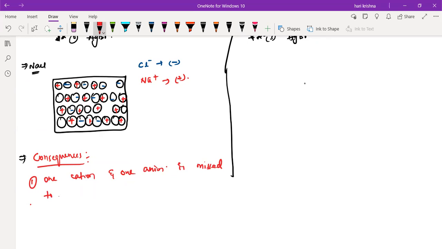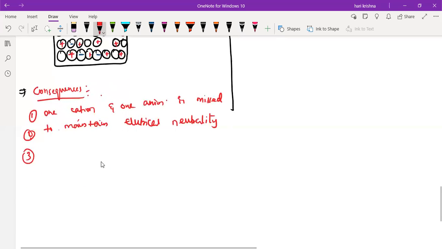To maintain electrical neutrality, so it always maintains the electrical neutrality. What is the meaning of electrical neutrality? Number of positive ions is equal to number of negative ions. So due to the missing of these ions, what is happening? The density is increasing or decreasing? Density decreases. What will happen?